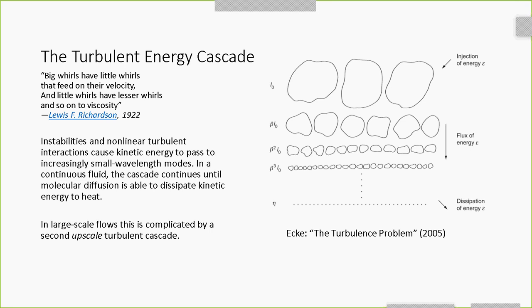And this process is called the turbulent energy cascade: you start with larger scale eddies, and due to a combination of instabilities and nonlinear turbulent interactions, over time these eddies will transfer their energy down to smaller scale eddies, and then smaller and smaller and smaller scale eddies until you get down to viscosity, where the kinetic energy in the eddies is dissipated. This is a little bit more complicated in very large scale flows than upscale cascades. So this is the basic idea: energy passes from larger scales down eventually to smaller scales, and then eventually is diffused in the real atmosphere.